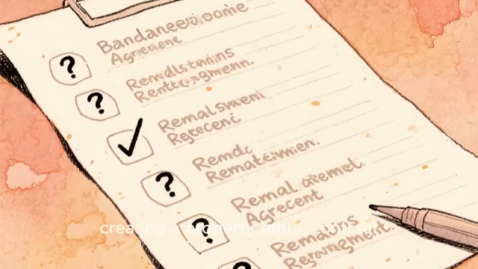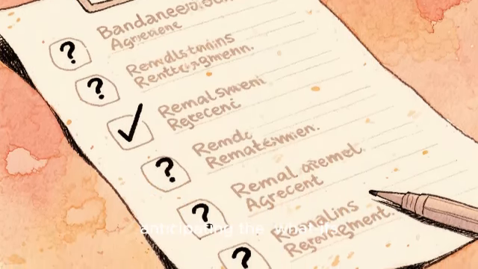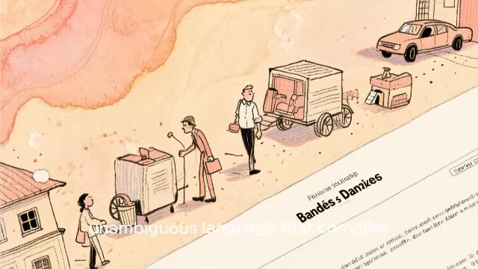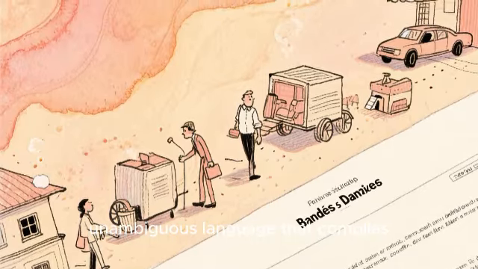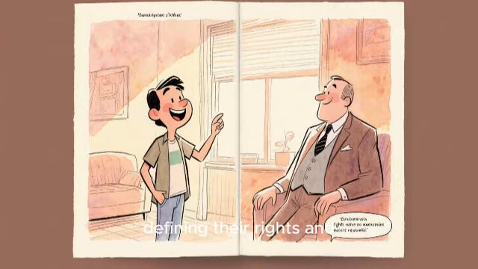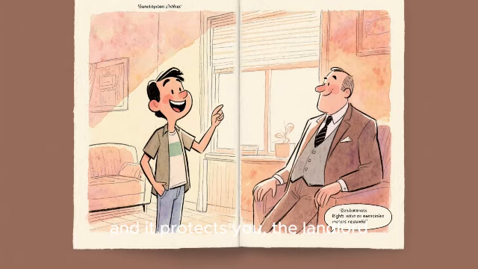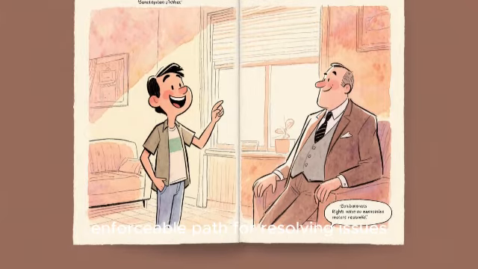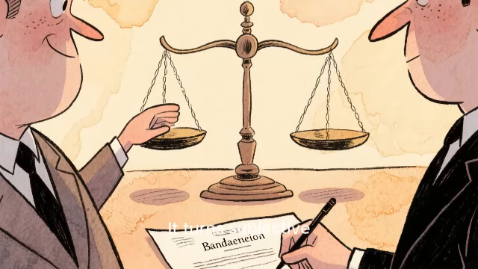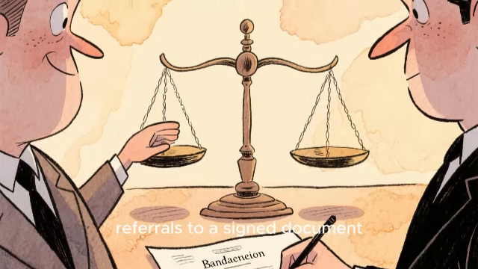In conclusion, creating a property rental contract that works is an exercise in anticipating the what-ifs. It's about translating the routines and potential problems of property rental into clear, unambiguous language that complies with the law. A strong lease protects the tenant by defining their rights and responsibilities, and it protects you, the landlord, by providing a clear, enforceable path for resolving issues. It turns subjective disagreements into objective referrals to a signed document.